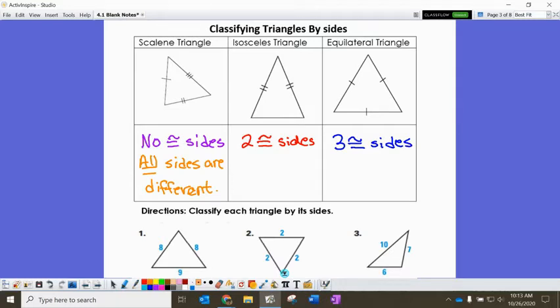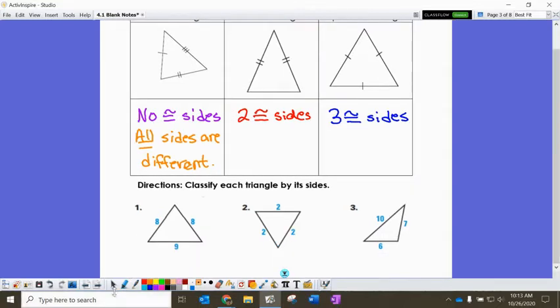Okay, so let's try using that new vocabulary a little. If we look at this first triangle, I can see that it has two congruent sides. Those two sides are both 8, so two congruent sides means this is which kind of triangle? It's an isosceles triangle.